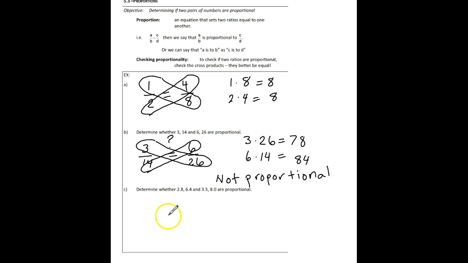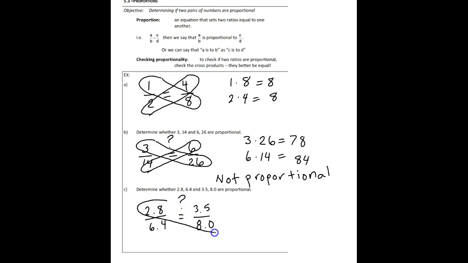Okay, determine whether 2.8 over 6.4 and 3.5 over 8.0 are proportional. So again, we're going to set it up. Notice that I put 2.8 and then 6.4. Notice I put this one on top, this one second. I'm going to do the same thing on this one here. 3.5, the first one goes on top. 8.0, the second one goes on the bottom. Okay, and the question is, are they proportional?